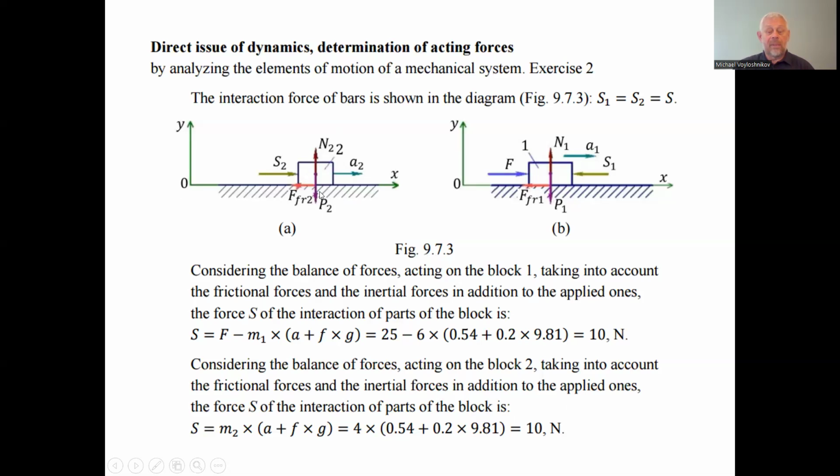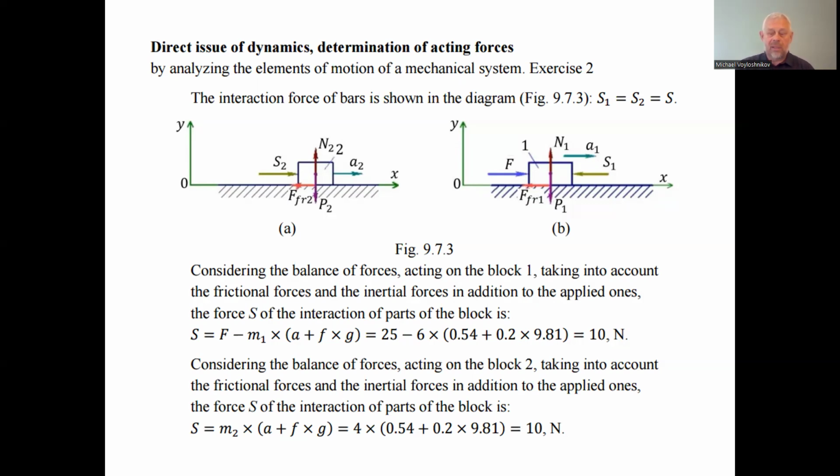So consider the balance of the motion of each of the two blocks moving separately. We can find the same force of action between the blocks, equal to 10 Newton. This is a consideration in the balance. This is the direct issue of dynamics, which is finding the elements of the motion of the mechanical system. The assignment is to find the force.